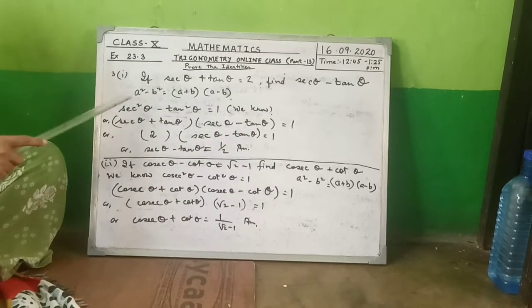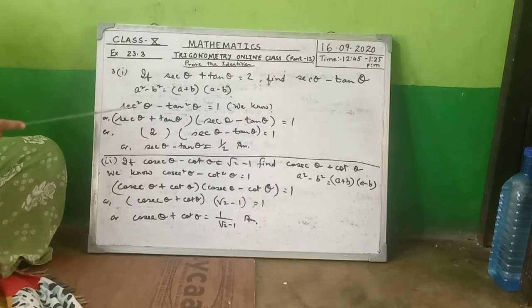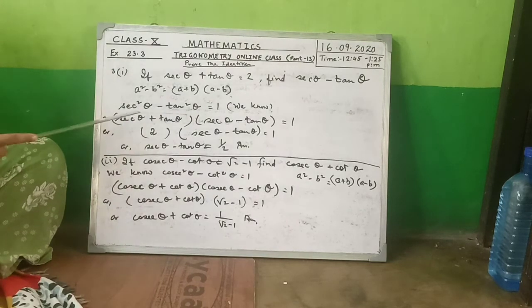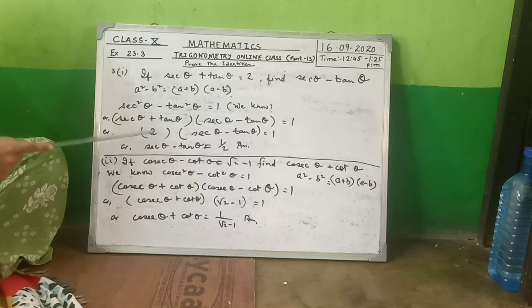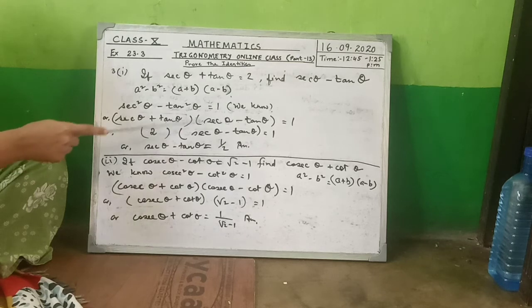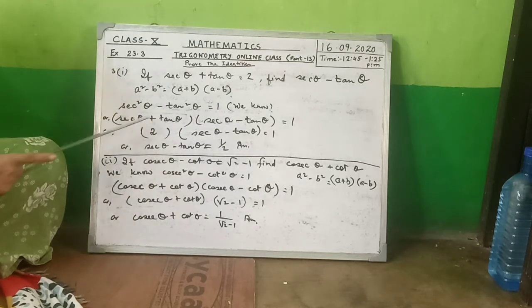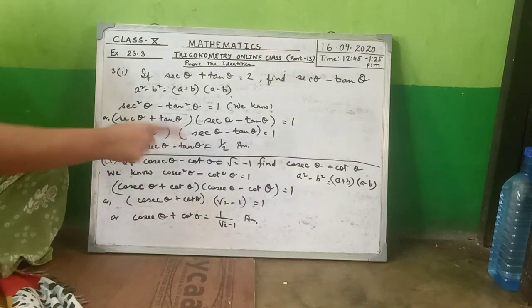So what is this? Now sec square theta minus tan square theta is equal to 1, we know. So a square minus b square is a plus b into a minus b. So sec theta plus tan theta into sec theta minus tan theta, that is equal to 1. Sec theta plus tan theta is 2. And what is this? Sec theta minus tan theta is equal to 1.